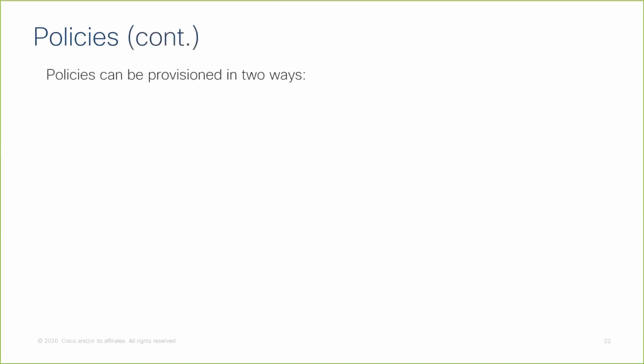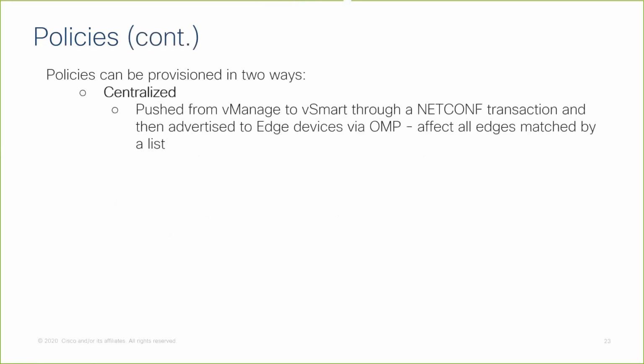So the policies can be provisioned in two ways. We can have a centralized policy and a decentralized policy. The centralized policy is simply pushed from vManage down to vSmart. It would just push it down using a NETCONF transaction. And as we're using NETCONF, the configuration stays in vSmart as a current configuration.